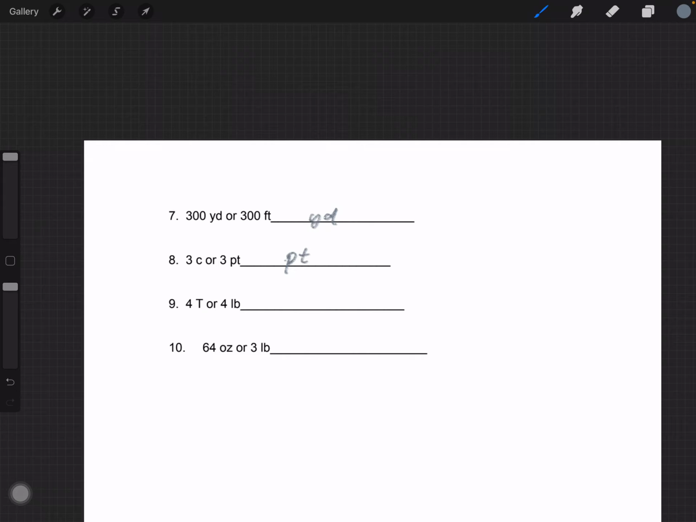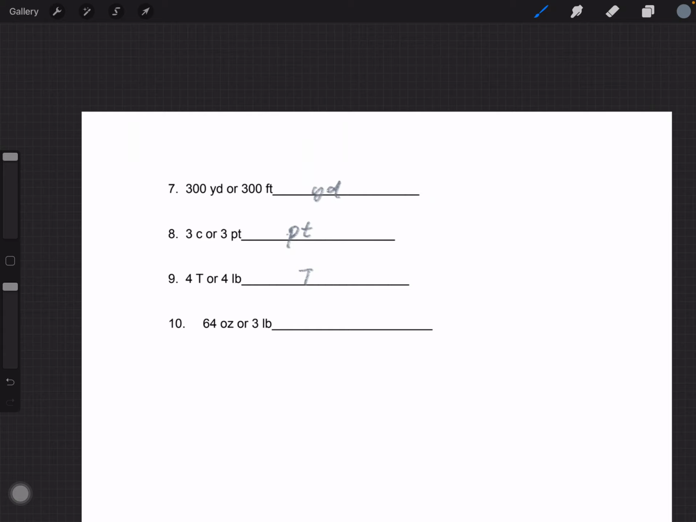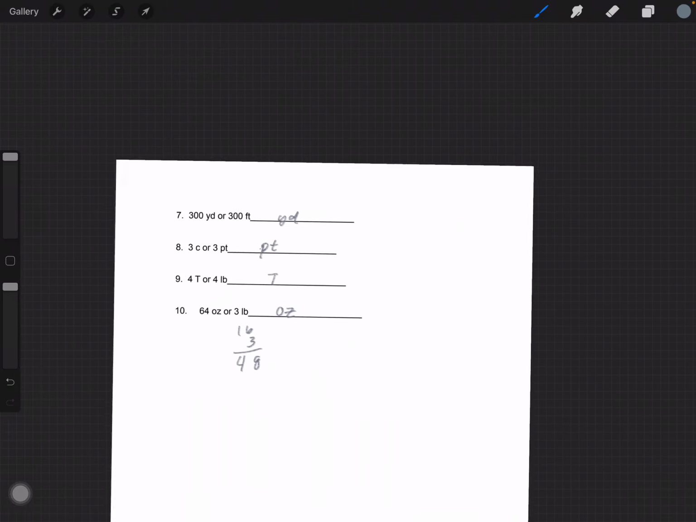9 is 4 tons or 4 pounds. Well, 1 ton is like 2,000 pounds, so obviously tons. And 64 ounces or 3 pounds. How many ounces are in a pound? There's 16 ounces in a pound, so actually you have to do some calculations on this. 16 times 3 is 48, so 64 ounces is greater. Okay, and that's all.